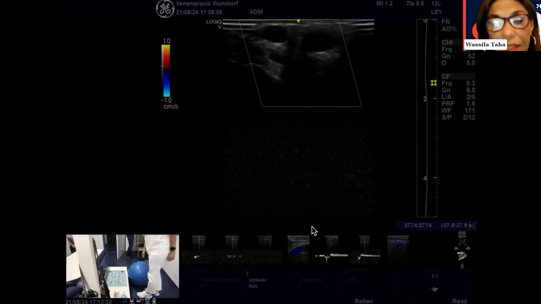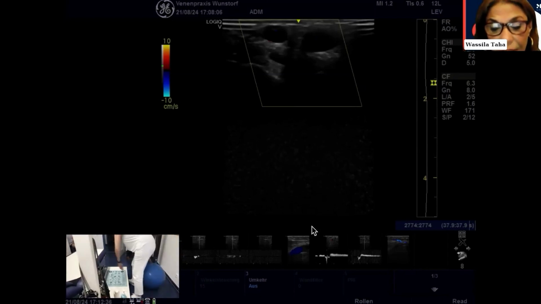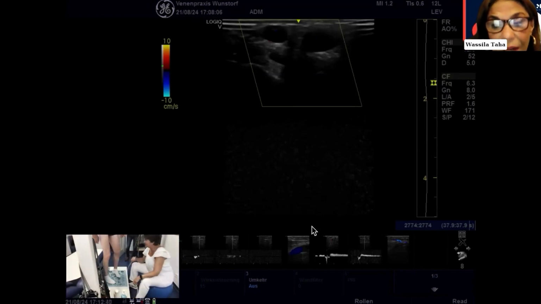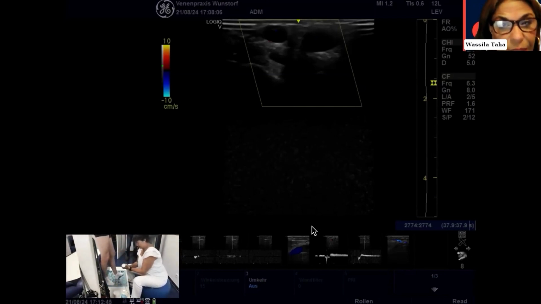Ultrasound is really an amazing modality. This is our eye. We see the patient from inside by ultrasound. It's a beautiful diagnostic modality.